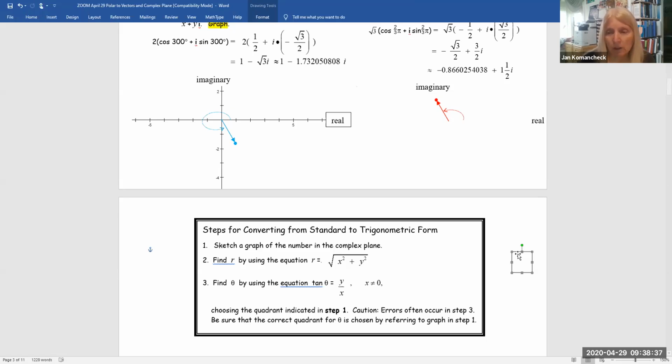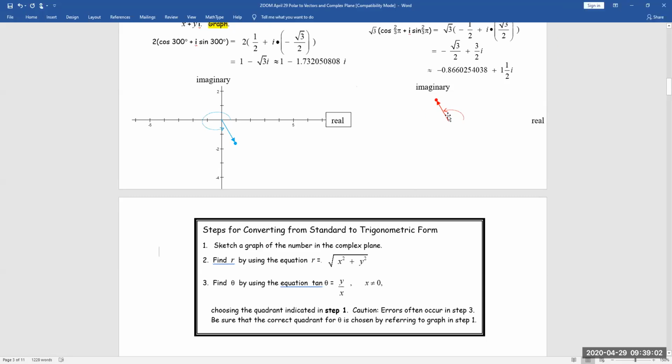Now I have to tell you that number 1 is the most important step, because most students make errors because they don't have it in the right quadrant. Remember that your angle theta can be many different values and different ways to get there, and I got to make sure that you know how to sketch a graph of the number in the complex plane and what quadrant it ends up in.